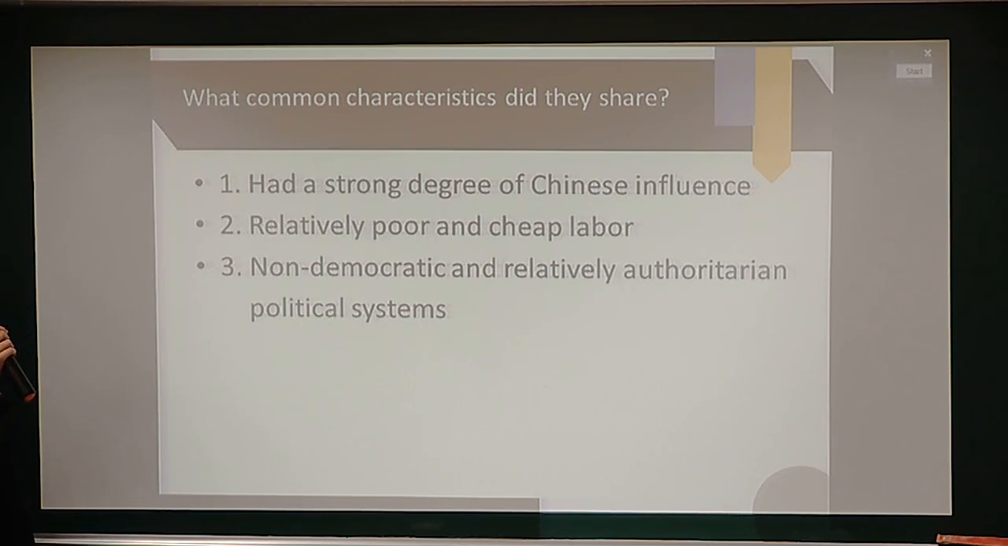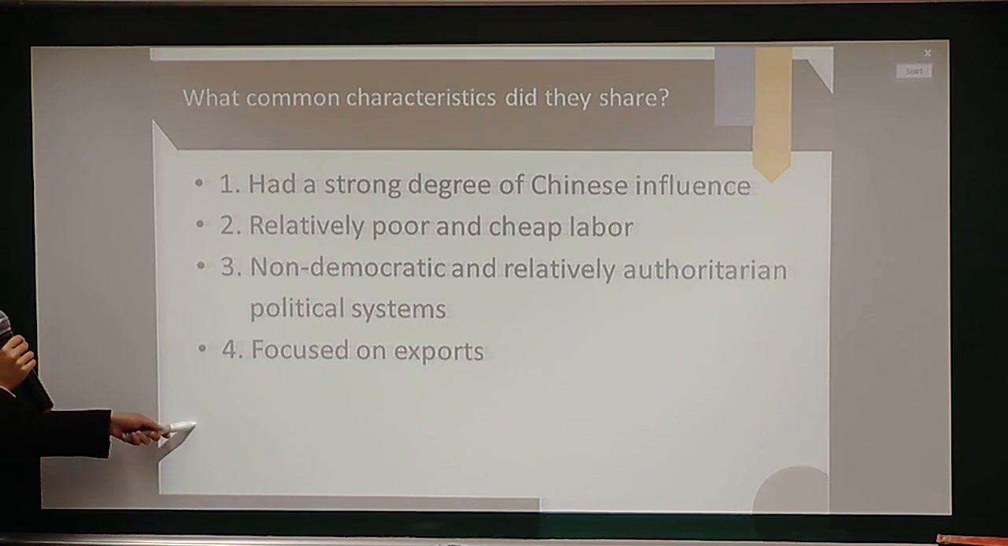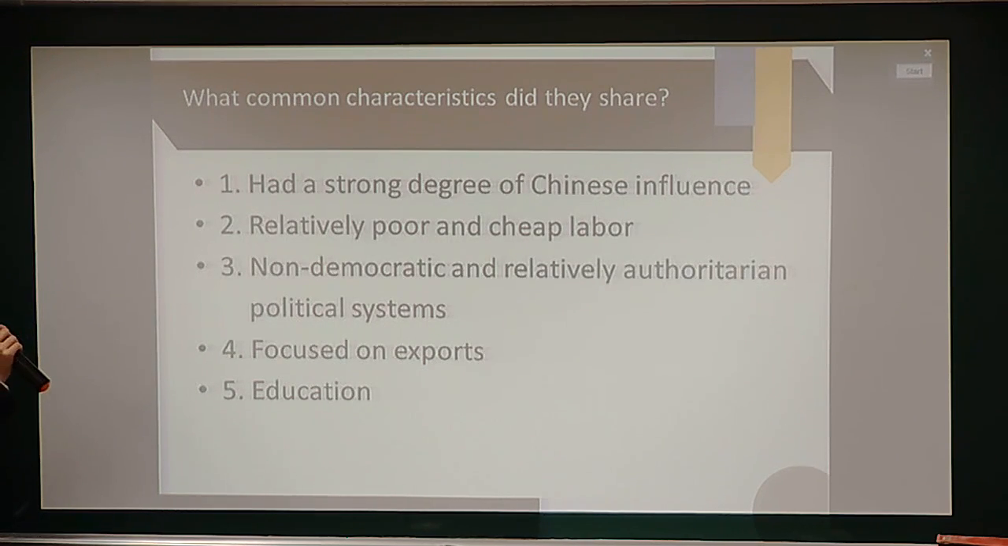And third, during the early years, they had non-democratic and relatively authoritarian political systems, and the government helped them reach the same level as the industrialized countries. And fourth, a focus on exports. Why focus on exports? They built up trade surpluses with the industrialized countries. And last is education. They singled out education as a way of improving the productivity of the labor force.